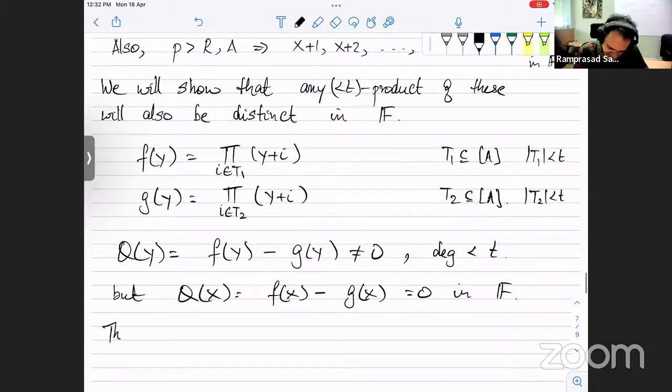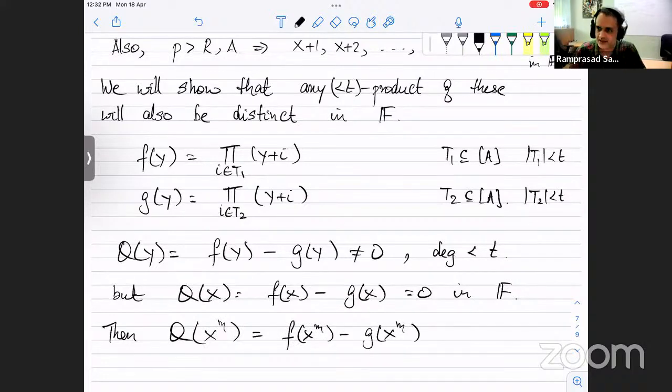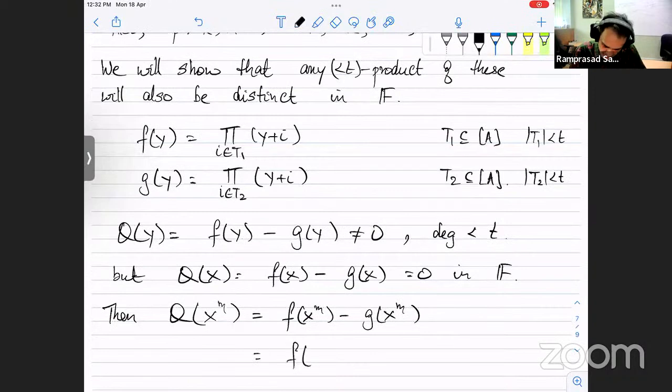Okay, we are trying to somehow argue that no, that can't happen. Because if this happens, then q of x power m, which is equal to f of x power m minus g of x power m, which we know is equal to f of x the whole power m minus g of x the whole power m. But we had just argued that f of x is apparently equal to g of x because that's what we were told. Well, in that case, f of x power m must also be equal to g of x power m. So that will then become equal to 0. Okay, and all of this is in the field F.